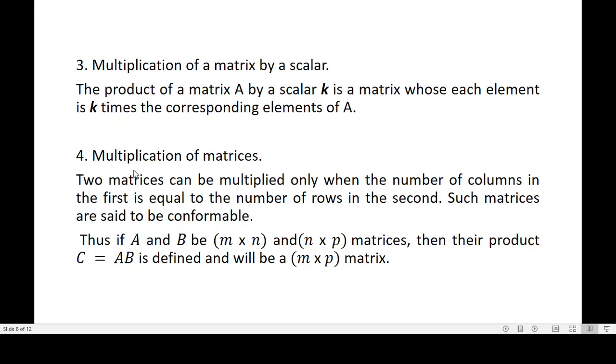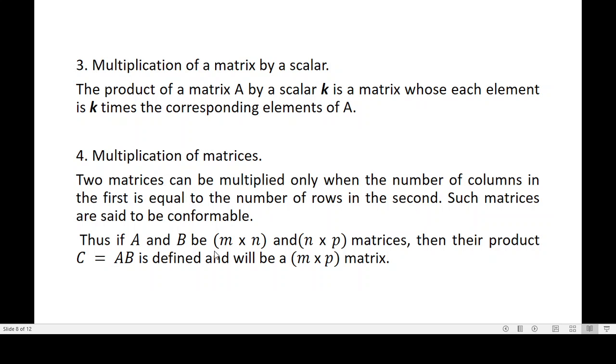Now consider two matrices A and B. If A is a matrix of order m cross n and B is a matrix of order n cross p, then the product of two matrices A and B is defined and it is a matrix of order m cross p. So two matrices can be multiplied only when the number of columns in the first matrix is equal to the number of rows in the second matrix. Then those two matrices are said to be conformable.